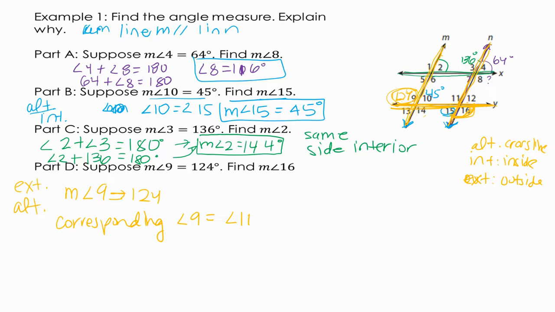I'm just writing out my thinking. Okay. And then I also know, so this means that if angle 9 is 124, then angle 11 is 124, and I could write it here. My goal is to get to 16. So I know that angle 11 is equal to angle 16 because that's a vertical angle. I see an X there. So therefore, if angle 11 is 124, then angle 16, if I plug in, is also 124 degrees.